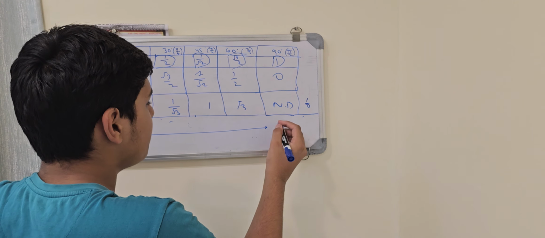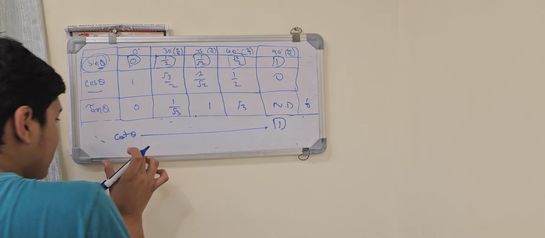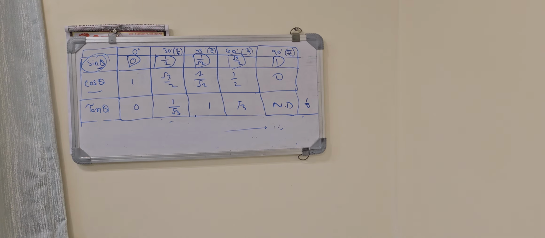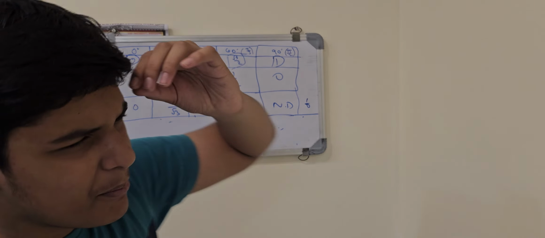So 1 by 0, this reciprocal answer will be 1. Very good. So cot theta at 90 will be 1. Very good. So this was the whole table. Very easy. This table memorizing is very simple.